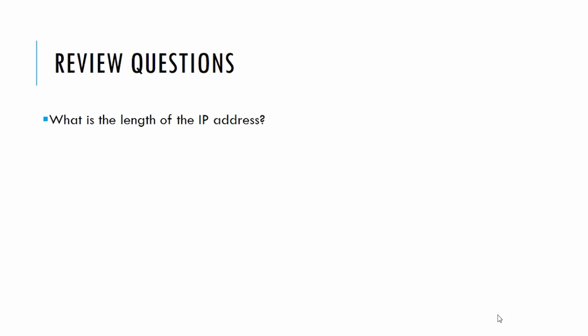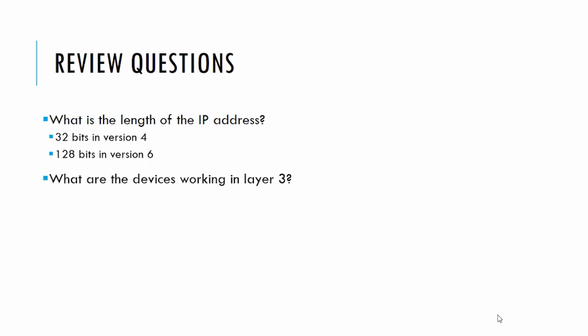What is the length of the IP address in bits? What is the length of the IP addresses? It's 32 bits in version 4 and 128 bits in version 6. This is the length of the IP address. Let's recall here that the IP address is a unique logical identifier, bound to the geographical location of the machine. What are the devices working in layer 3, or what could be the devices working in layer 3?